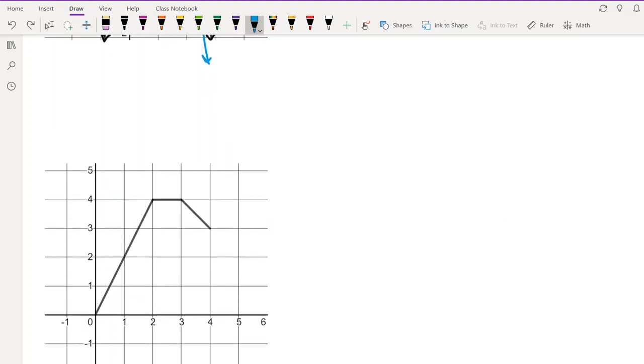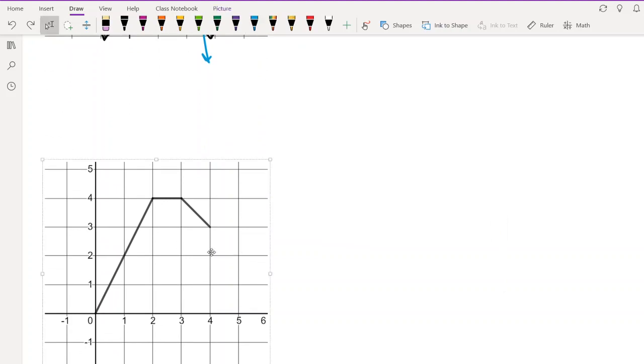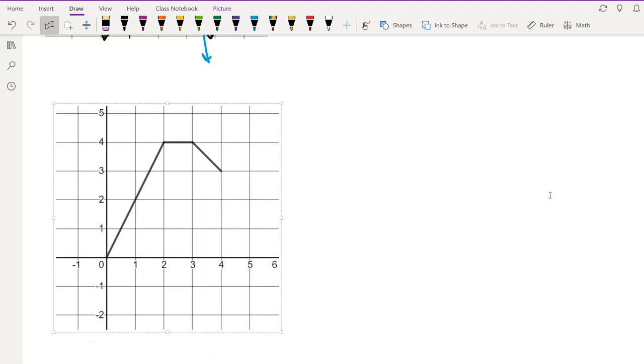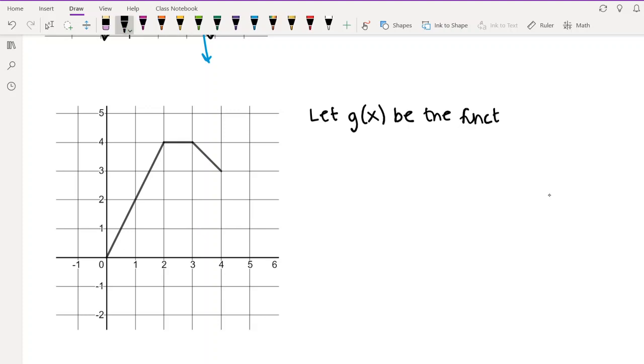Okay, so let's do one more, and this one is a little bit different. In some ways, it's definitely easier. In some ways, I think some people might find it a little trickier. So let's call this one g of x, the function graphed, and we are going to sketch the graph of g prime of x.